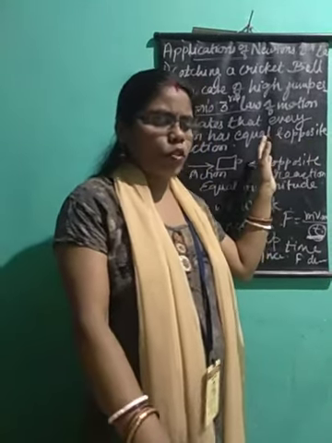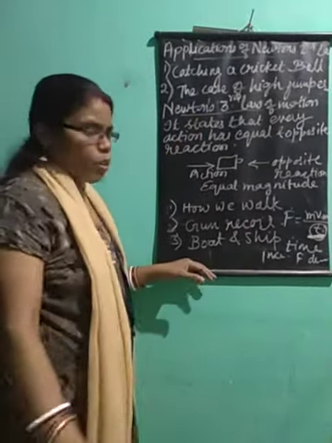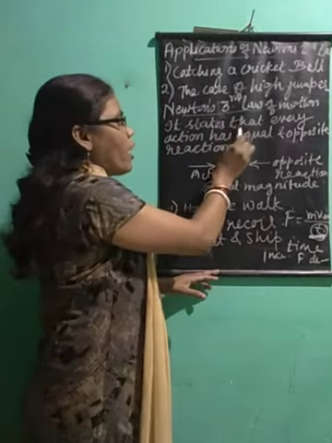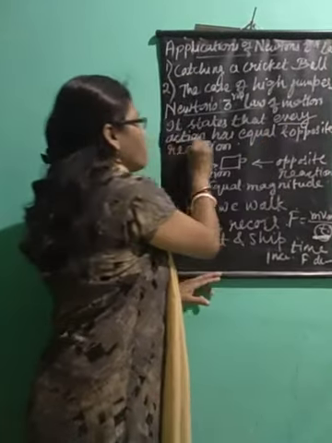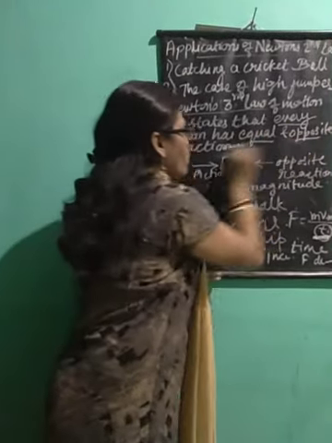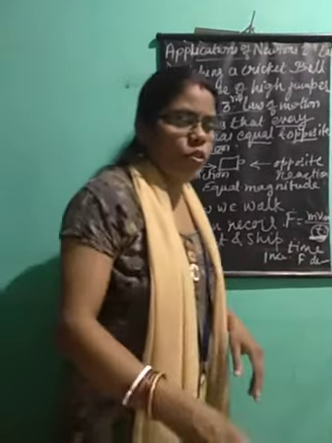So now coming to Newton's third law of motion. What does Newton's third law of motion state? Newton's third law of motion states that every action has an equal and opposite reaction. Every action has an equal and opposite reaction.